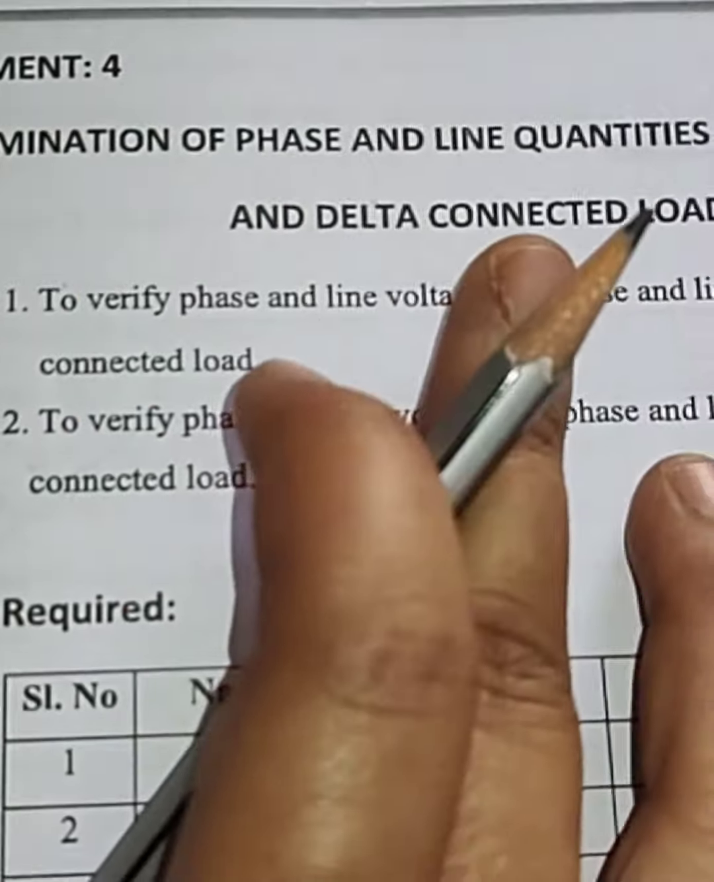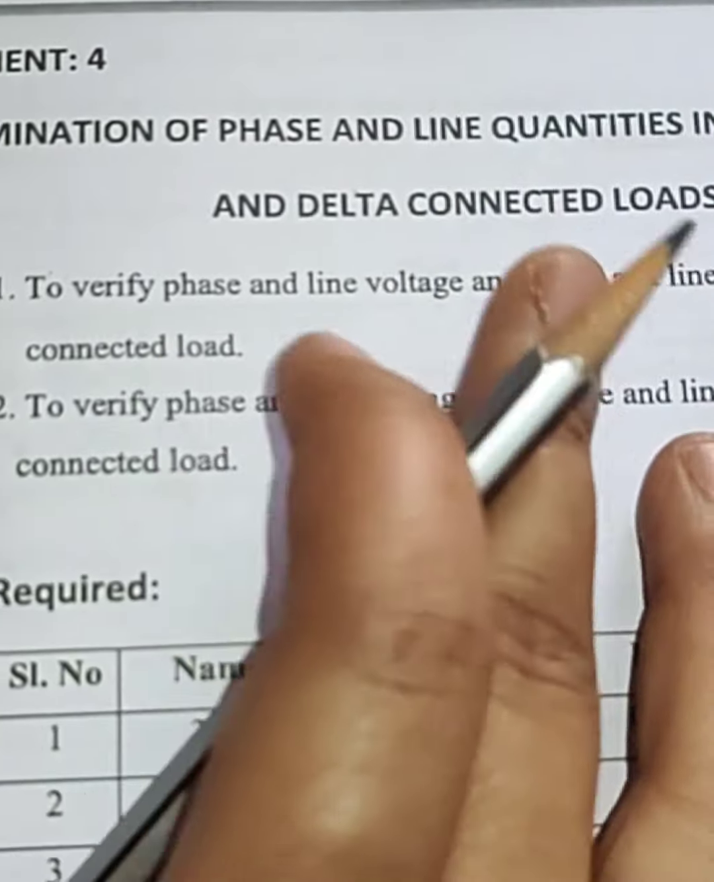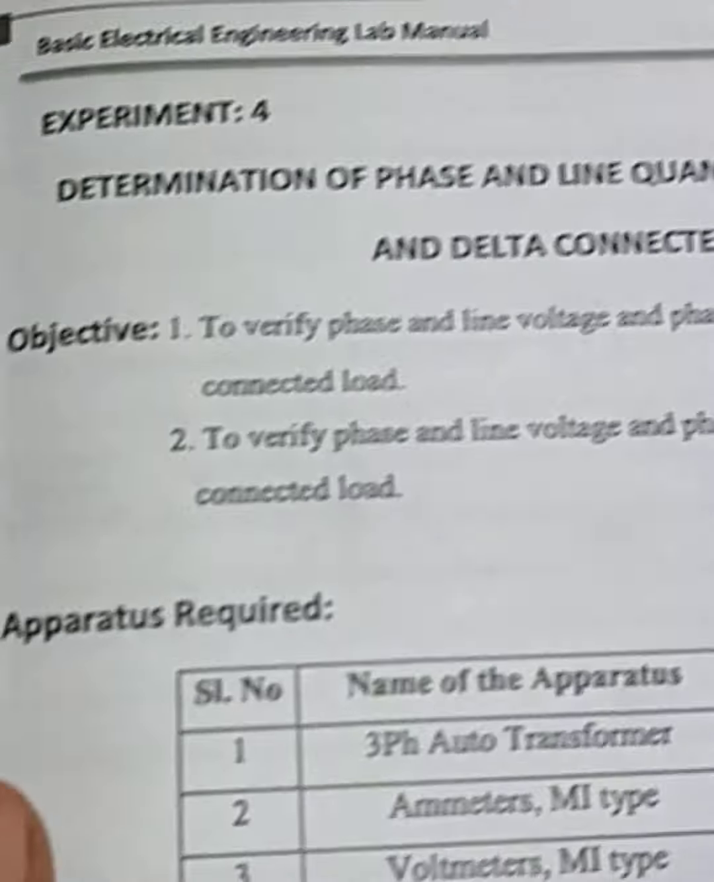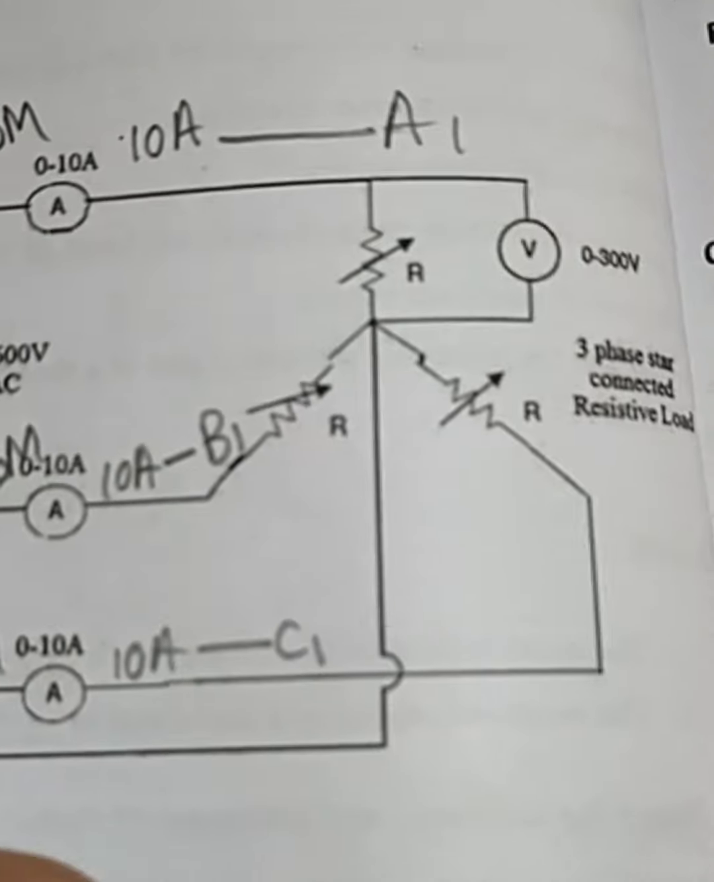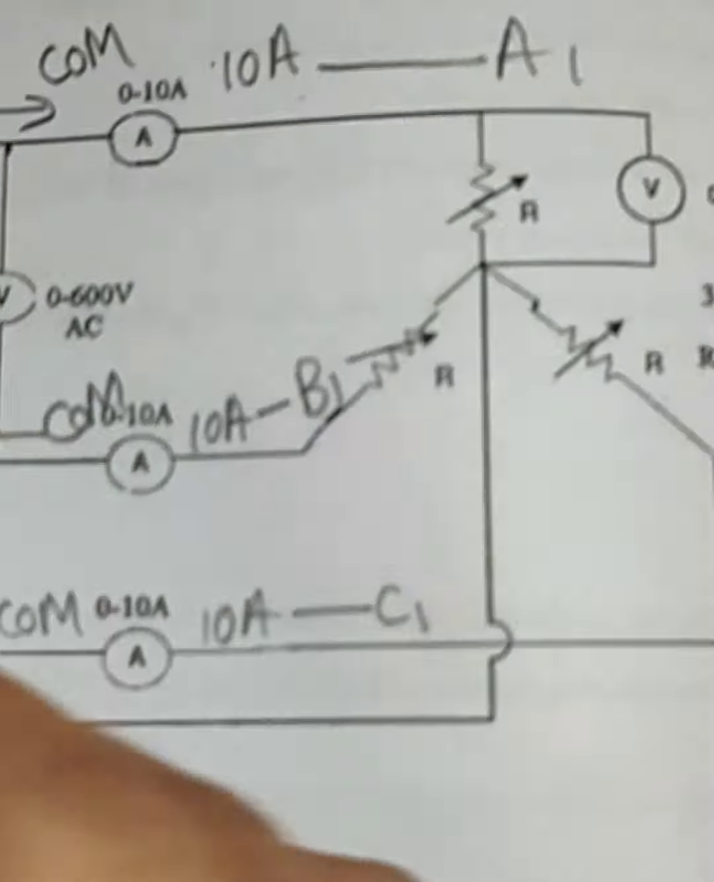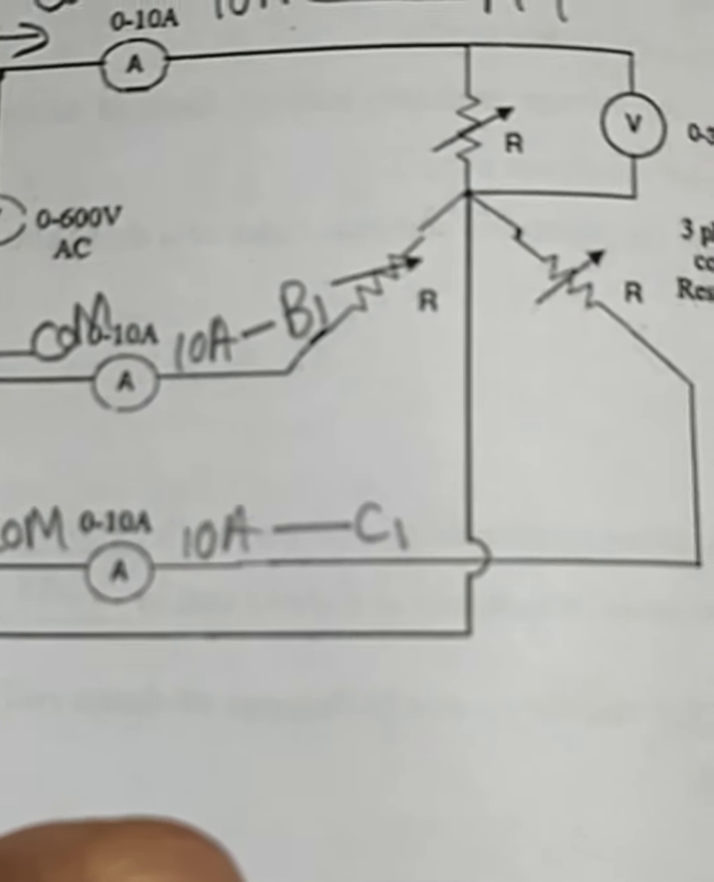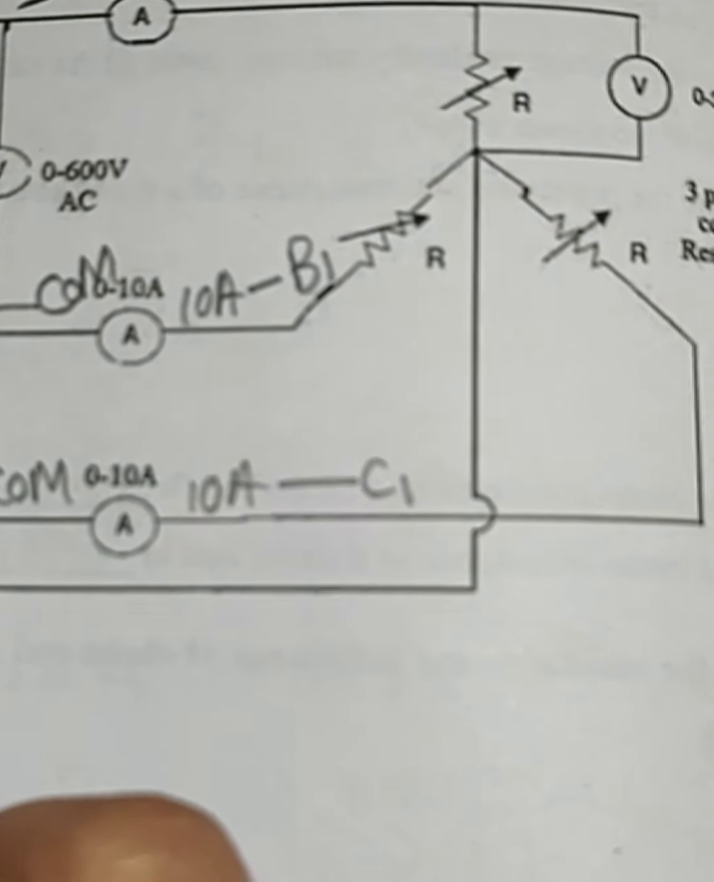Determination of phase and line quantities in three-phase star and delta connected loads. Experiment 4. First we shall come to the connections. Star connected load. Three-phase supply, they have given AC 415 volts, 50 hertz.